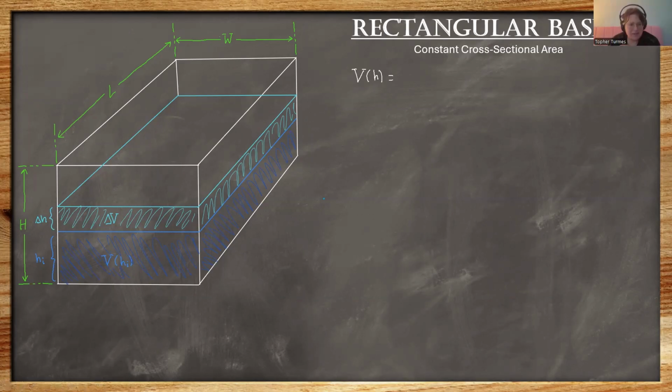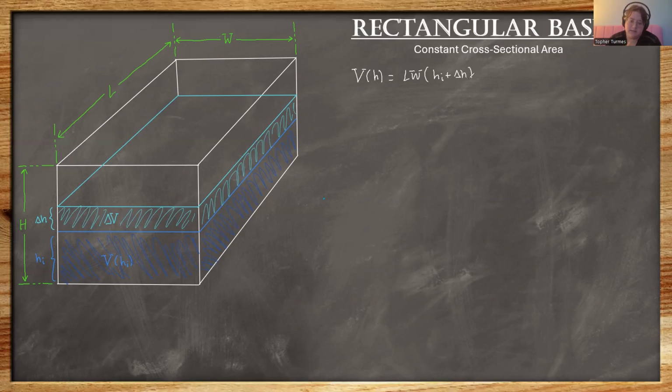Wait, it's height initial plus change in height. Well, but it's volume. It's length, width, in parentheses, height initial plus change of height. Okay, so you're thinking length, width, that's the cross-sectional area of the tub, and then times H initial plus delta H.